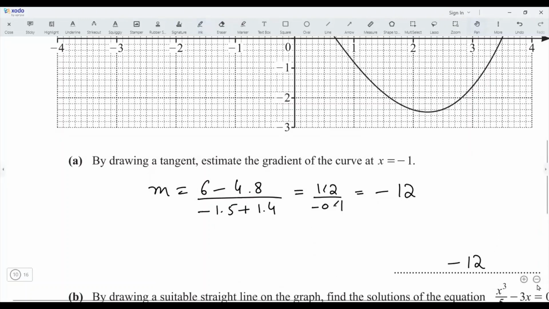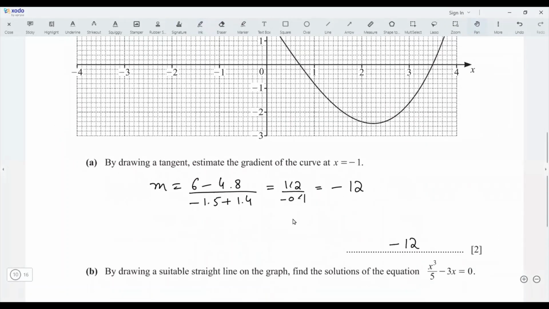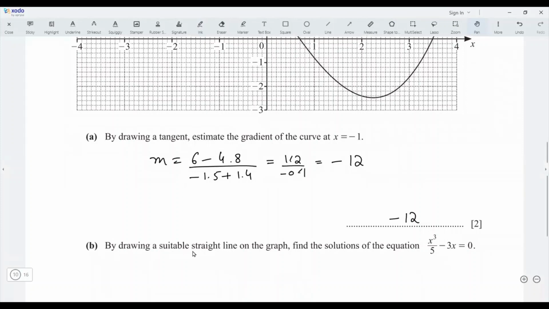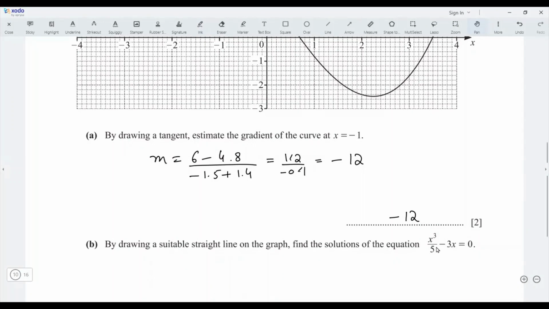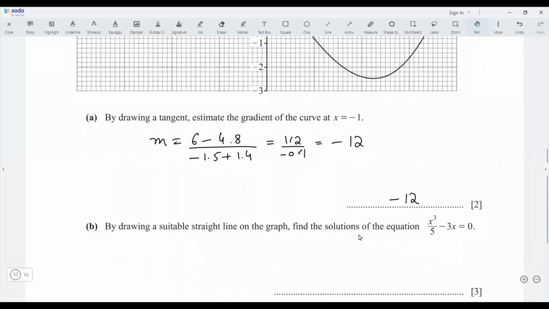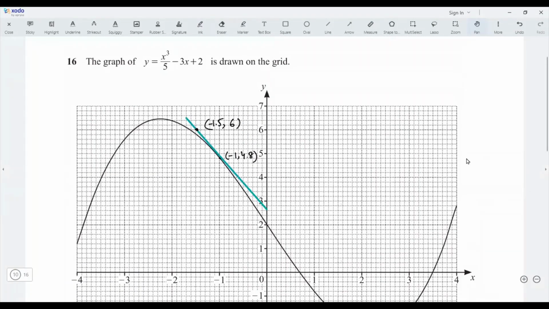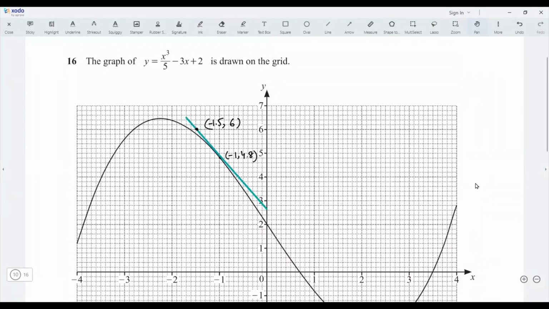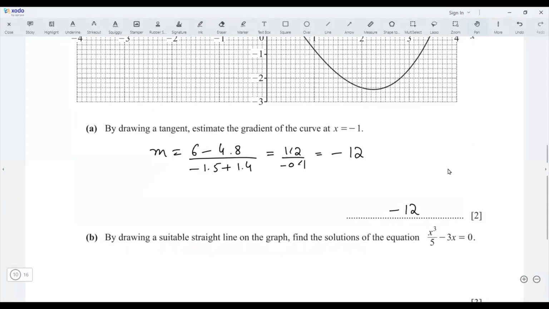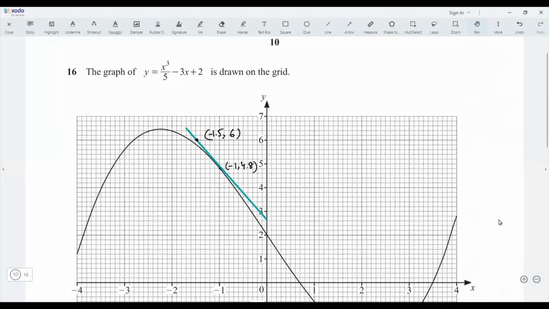So what about the next question? In the next question, we have to draw a suitable line on the graph to find the solutions of the equation x cubed by 5 minus 3x equals 0. Look at the function first. What's the function? Actually, the function is x cubed by 5 minus 3x, x cubed by 5 minus 3x, and then plus 2 here.